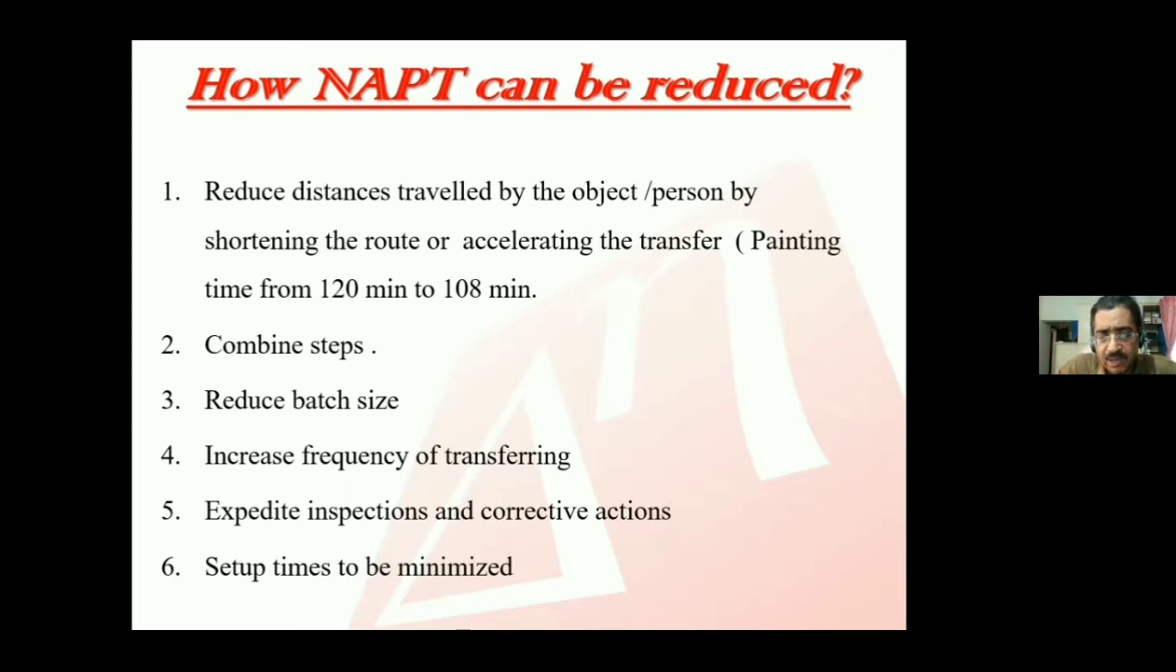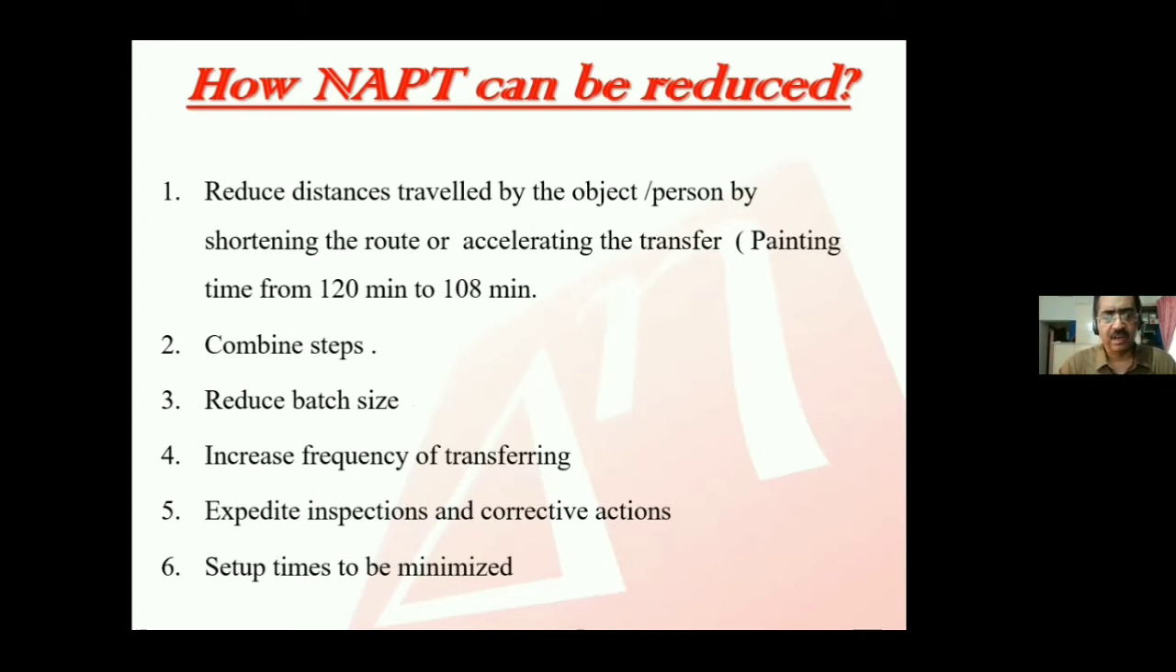Second one is combine steps. By combining steps into one, you have a multi-purpose machine so that in the same machine you can do 2-3 actions. This helps you to minimize the time taken. Third, reduce batch sizes. When you reduce batch size, you will find that the waiting times reduce. Number 4 is increasing the frequency of transferring. Again, this leads to reduced waiting time.